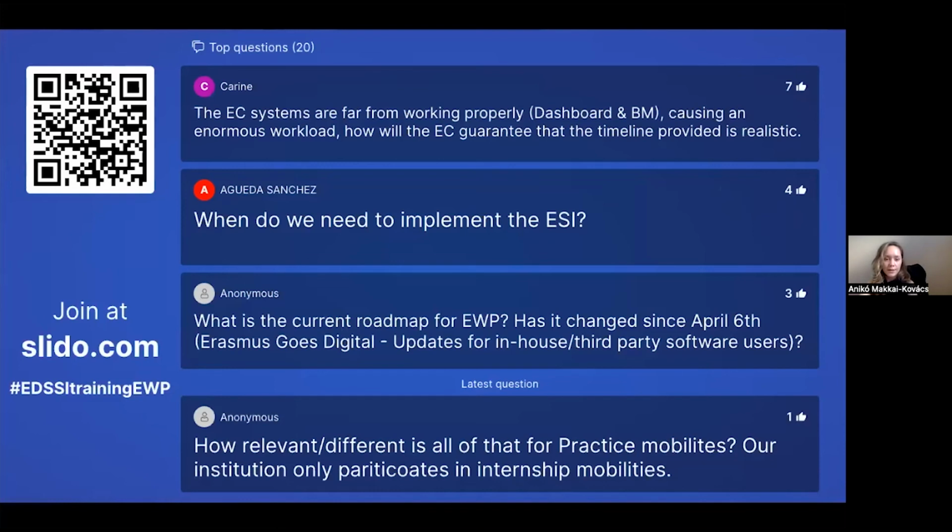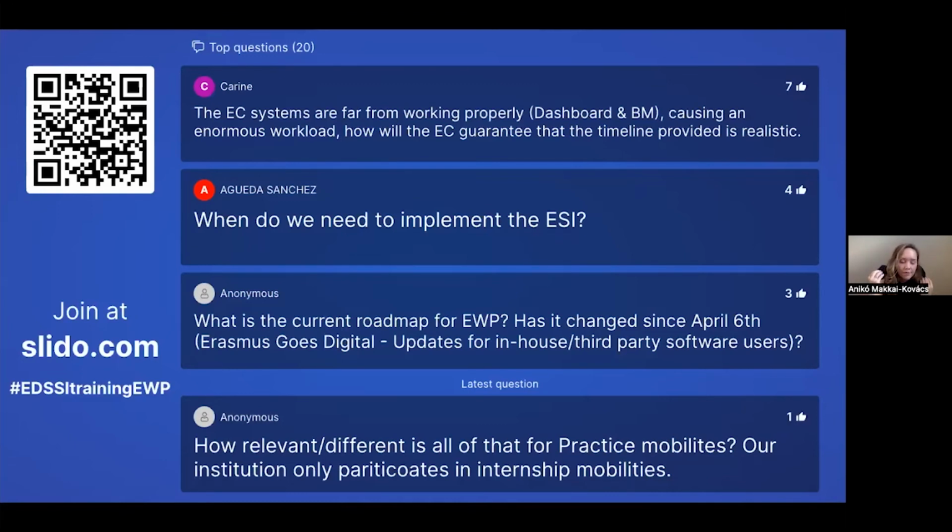And I will start with one of the most upvoted questions: when do we need to implement the ESI? A very good question. And there is no strict deadline. However, I think now you appreciate all of the steps whenever we were mentioning ESI, how important is the role that ESI is playing into these processes. So this is basically in your interest to do it as soon as possible.